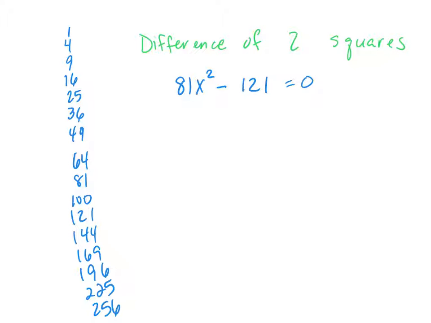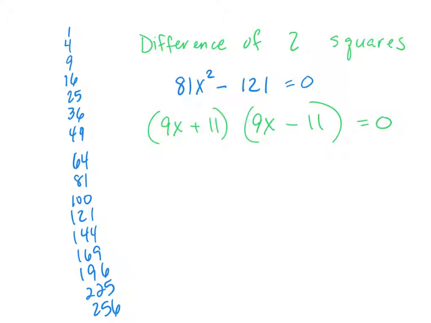Got it? So we do two parentheses. Two parentheses. And we have 9x times 9x is 81x squared. What you're going to do is find the square root of 81. Got it? And then what's the square root of 121? 12. No. 11. And you're going to put a plus and a minus and make this equal to 0.